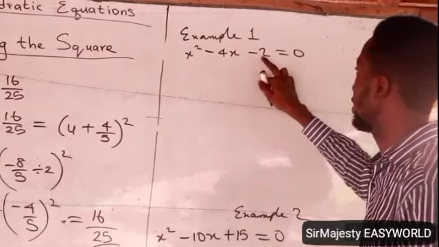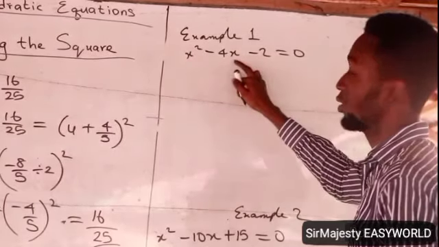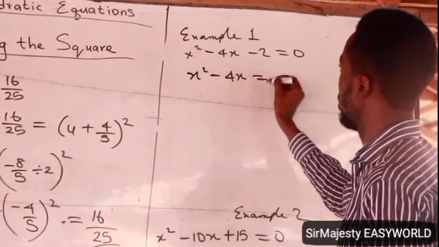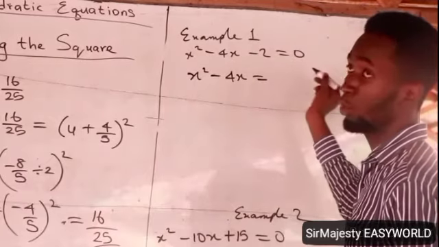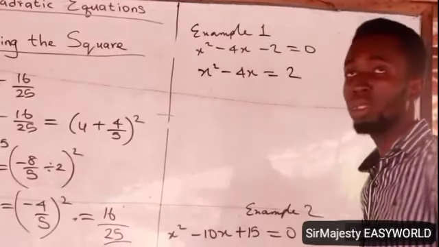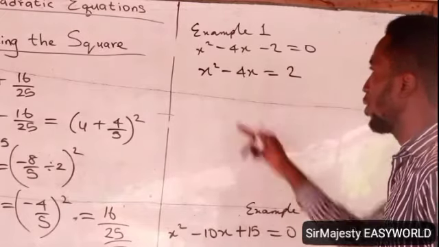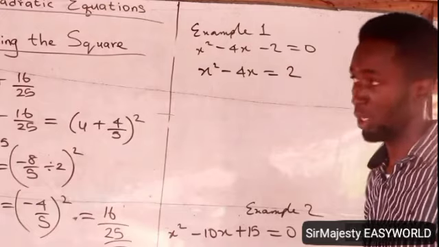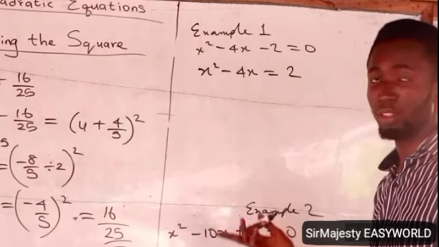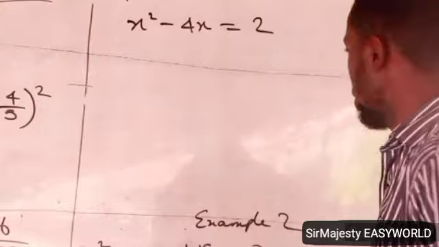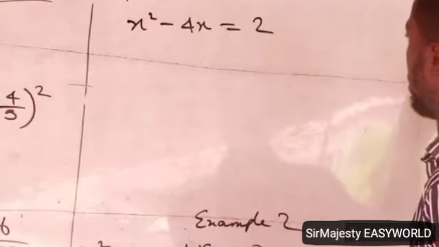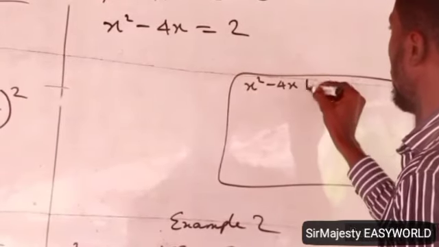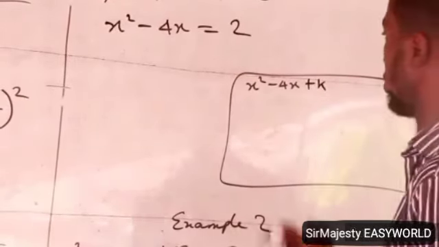We start by moving this constant term to the other side so that we can focus on this algebraic expression. So we have x squared minus 4x is equals to minus 2 moves over here and becomes plus 2, or just 2. Now, the next step, we ask ourselves, what must be added to x squared minus 4x to make it a perfect square? And then you use the techniques you've learned just before to solve this part. So let me do it on the side of the board so it doesn't waste our time. So we have x squared minus 4x plus some number k to make it a perfect square.